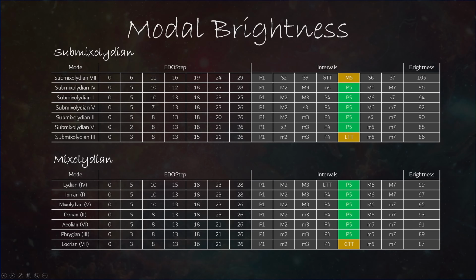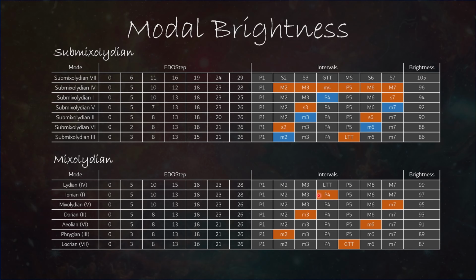One thing to note with the diatonic scale is that as you move through the modes from brightest to darkest, there's only one note changing at a time. So, for example, as you move from Lydian to Ionian, the only note that changes is that the fourth changes from a lesser tritone to a perfect fourth.